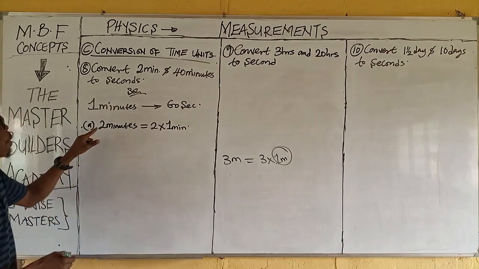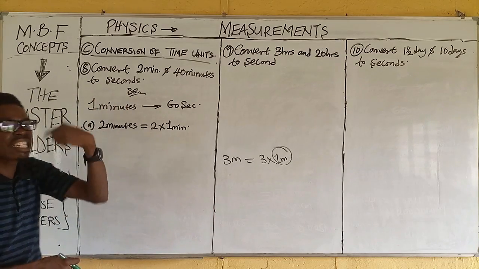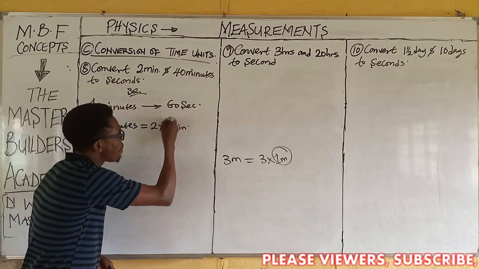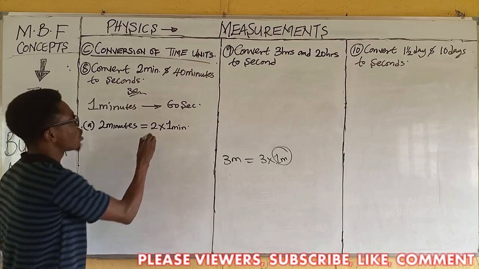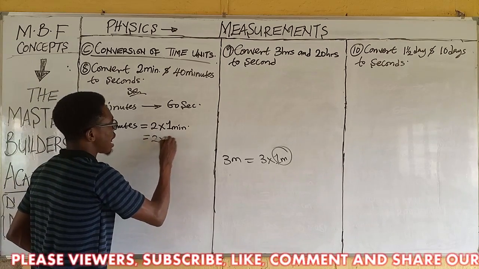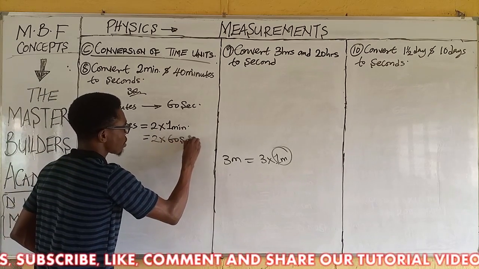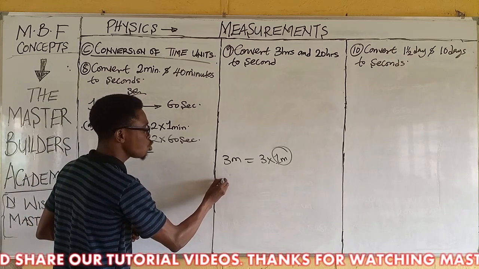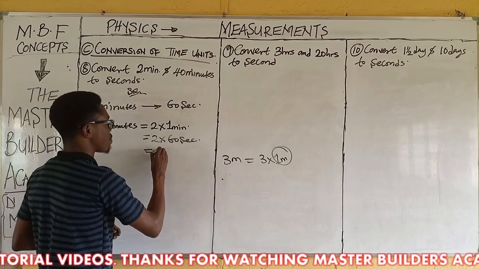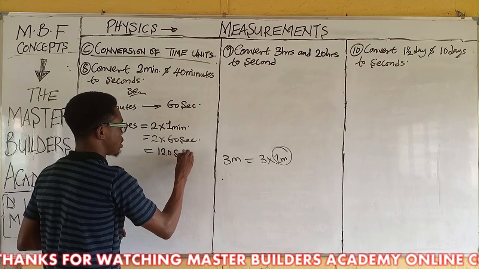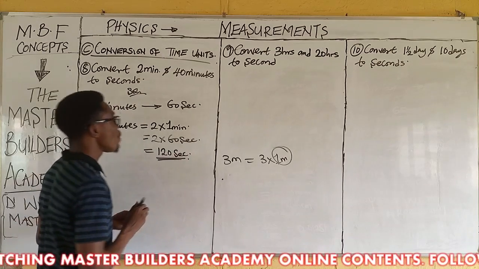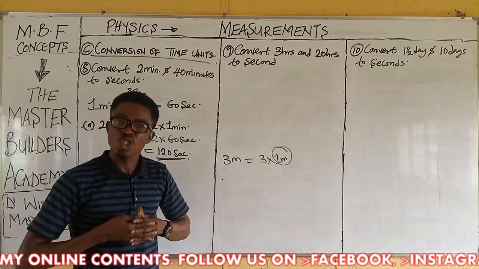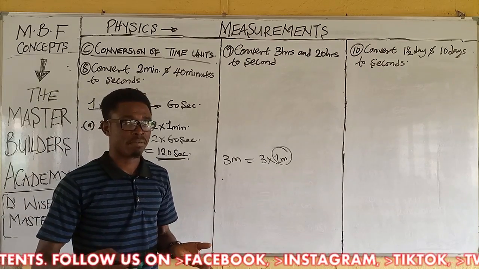So I can simply multiply 2 by 1 minute, which is exactly the same thing as 2 minutes. Now, what is 1 minute? 1 minute is 60 seconds. So I'm going to have this as 2 times 60 seconds. Now, guys, when we multiply 60 by 2, automatically this will have given us what? 120 seconds. So 2 minutes is equivalent to 120 seconds. It's as simple as this.